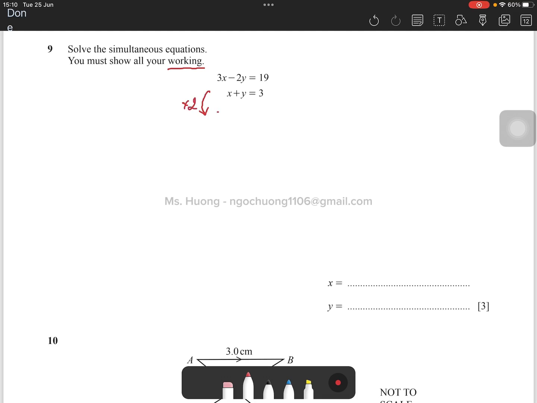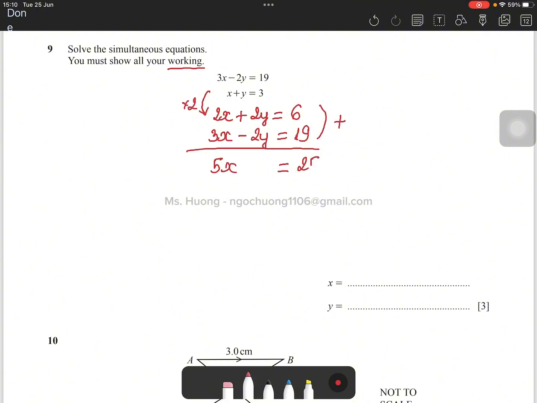X times 2 is 2x. Y times 2 is 2y. 3 times 2 is 6. So this is the second equation. And the first equation is still 3x minus 2y equals 19. And you see that they both have 2y. So if I add up these two equations together, I will get 2x plus 3x equals 5x. 2y plus negative 2y is 0. So we cancel it. 6 plus 19 is 25.